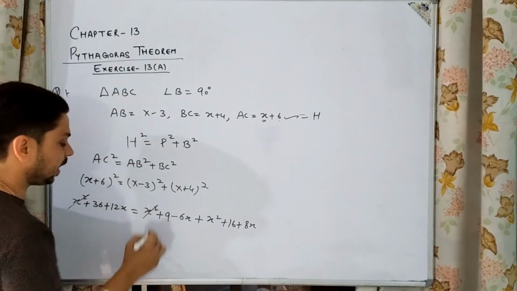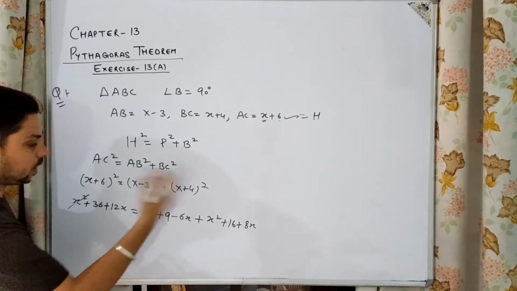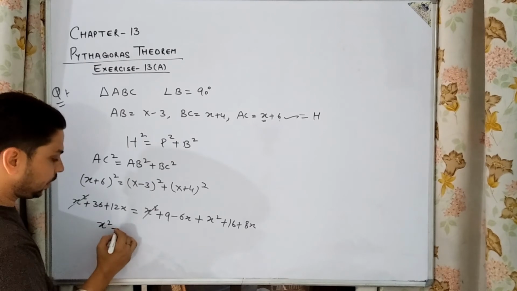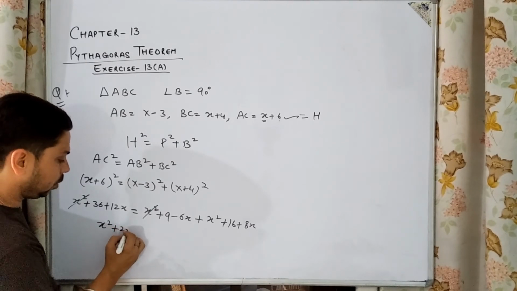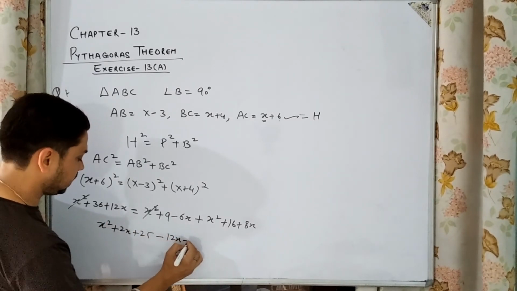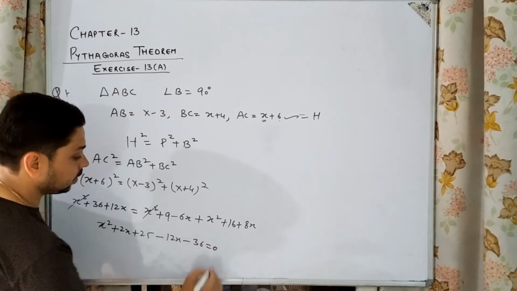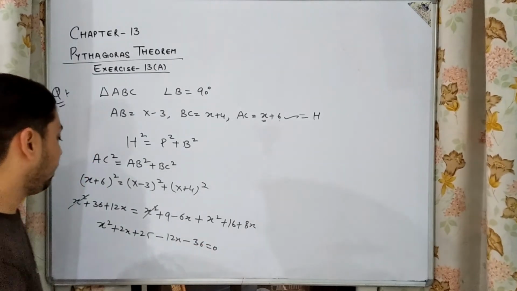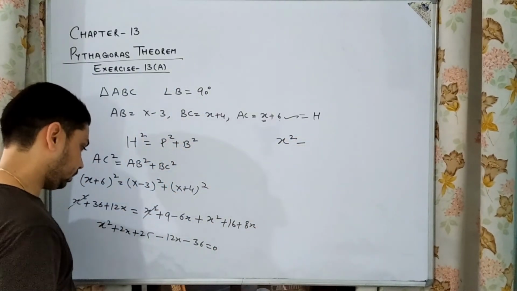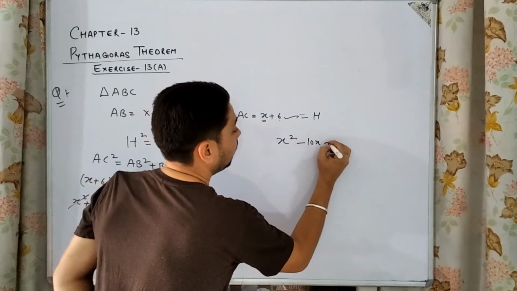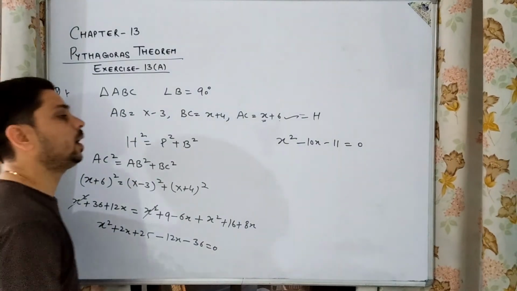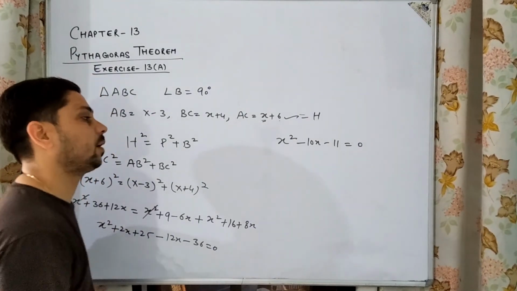This x square will get cancelled and take these two terms on the other side. We will have x square plus 2x plus 25, then these terms minus 12x minus 36, this is equal to 0. So we have the equation x square minus 10x minus 11 is equal to 0. This is a quadratic equation here, x square minus 10x minus 11. So we have to factorize it.